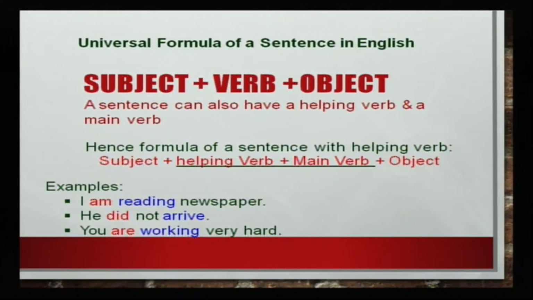But what happens when you have a helping verb also? So, then where are you going to put the helping verb? Naturally, the helping verb would come before the verb. So, what becomes the formula? The formula becomes subject plus helping verb plus main verb plus object.